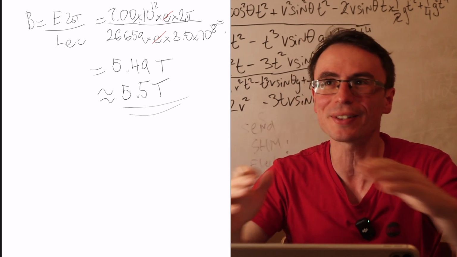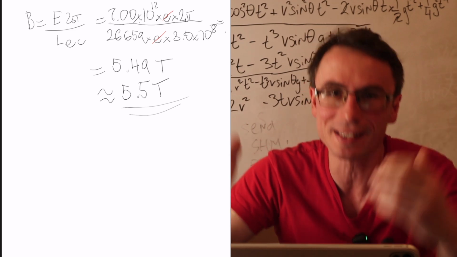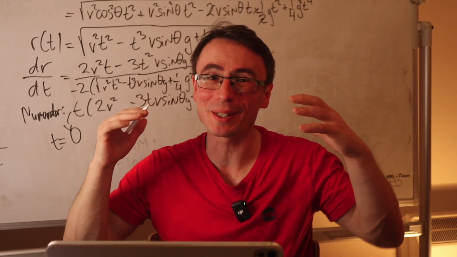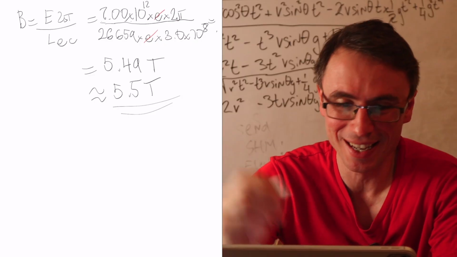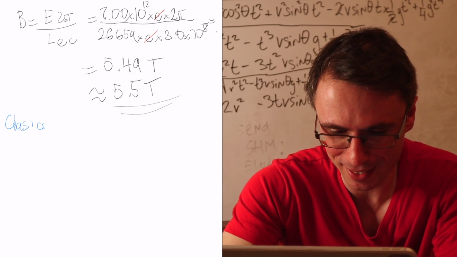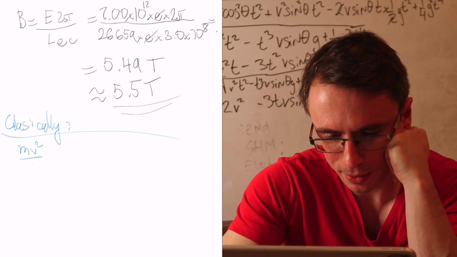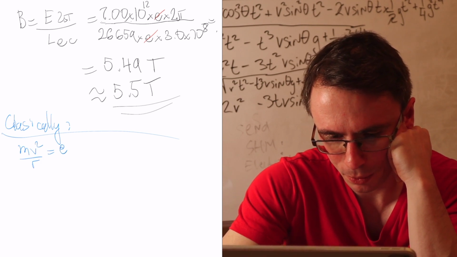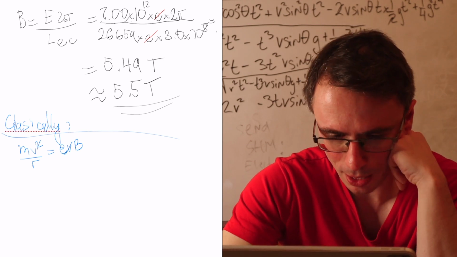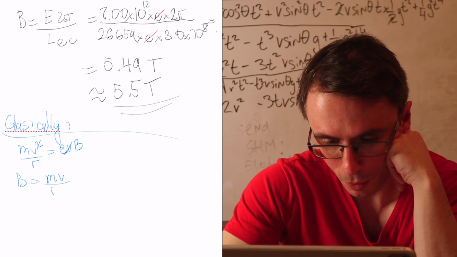Tell you what, let's even step outside of the question and let's calculate the classical result purely for fun. Okay, so this is not actually part of the question, but it's going to be so much fun to actually calculate. So we can say that classically, mv squared over r is going to be equal to evB. This here is going to be cancelling out, meaning that B should be equal to mv over re.